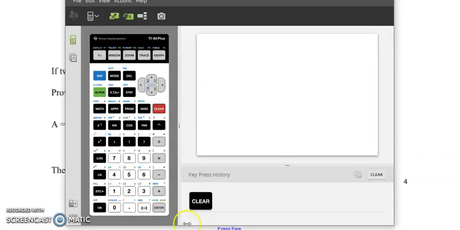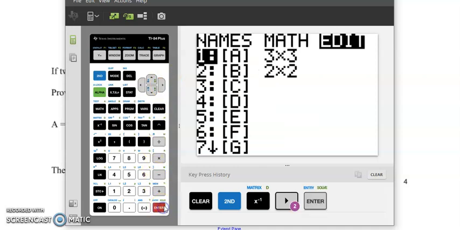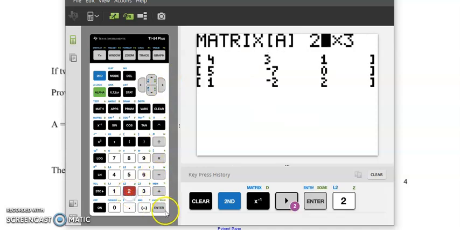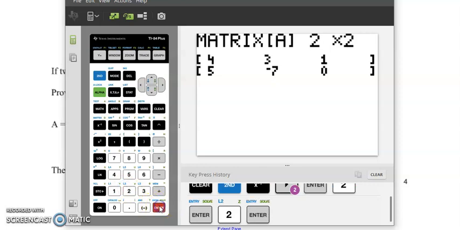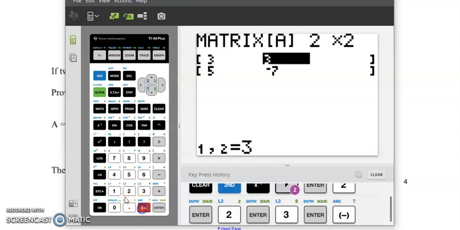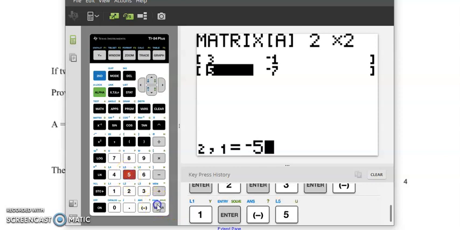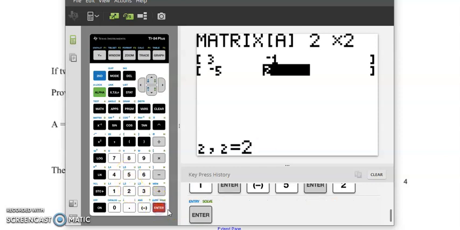So let's go ahead and try to prove this. We're going to go into our matrix operations in our calculator. So we go to second matrix and we're going to edit. And I want to work in this case with 2 by 2 matrices. So I input 2 by 2. Then I'll go ahead and input the values of the elements, or the entries, of the matrix. So 3, -1, -5, and 2.